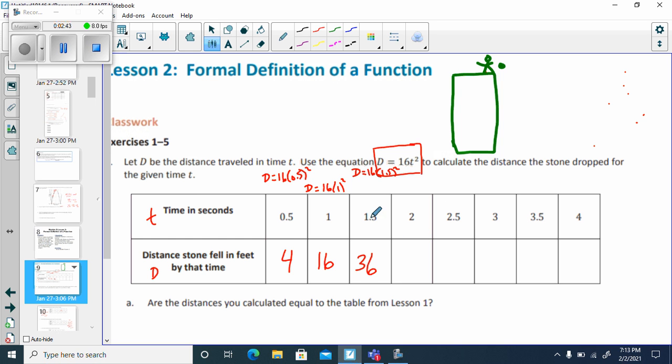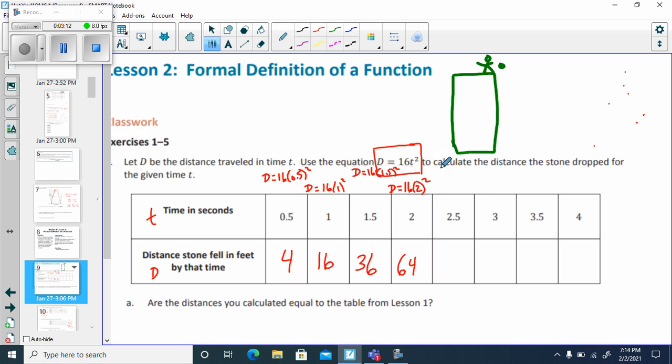How about after 2 seconds? You might initially think that should be twice this, should be 32. But remember, this ball is getting faster and our time is being squared. So let's simply put this in. D is equal to 16 times 2 squared. 2 squared is 4. 4 times 16 gives us 64. So after 2 seconds, the ball will have dropped 64 feet.